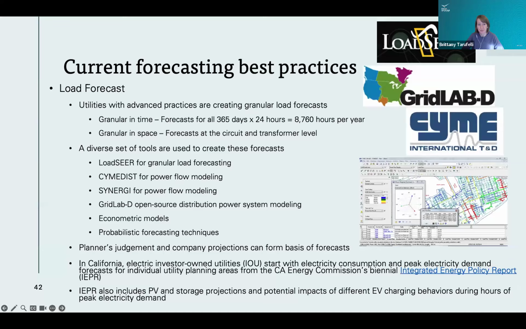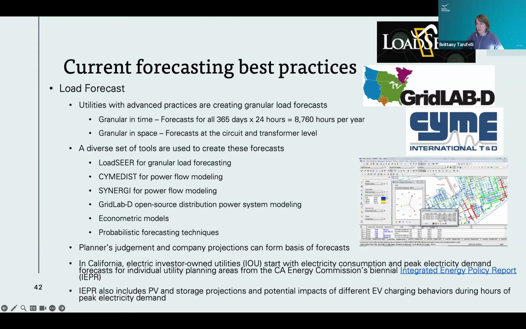Next slide, please. Some current best practices when it comes to load forecasting are that utilities are increasingly moving toward more granular forecasts, and JP had mentioned this as well. And in particular, we see that on the distribution system. And when discussing granularity, I do mean that forecasts are moving to be more granular in time and in space. So we see some of the more advanced utilities moving toward forecasting for every hour of the year. That's the 8760 hours per year. And then looking at the circuit level rather than larger geographic regions.